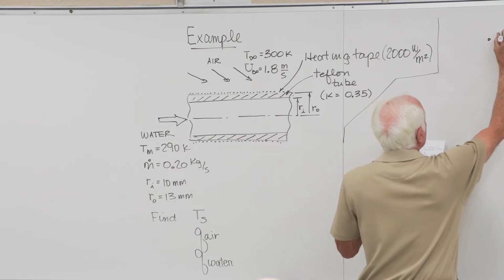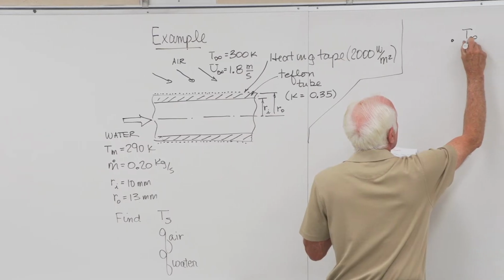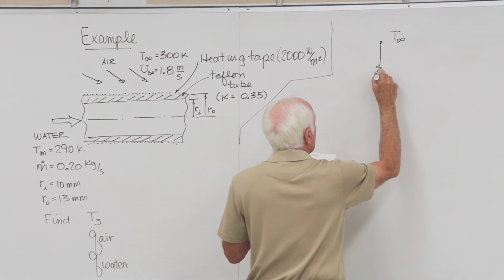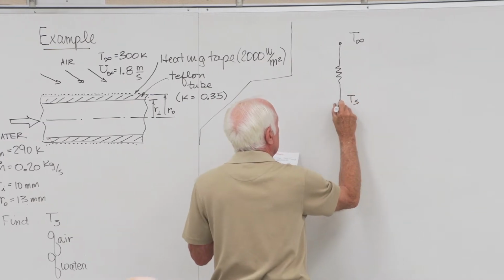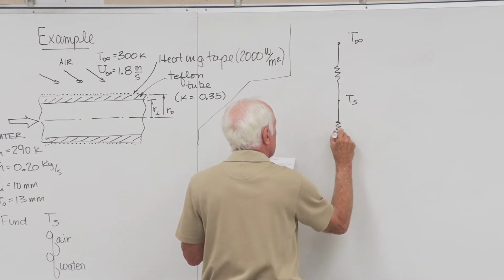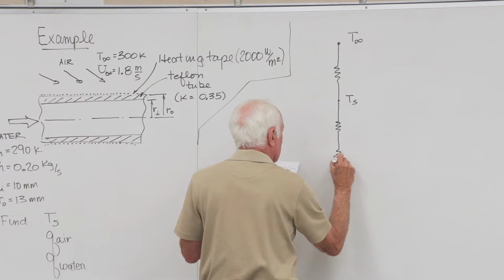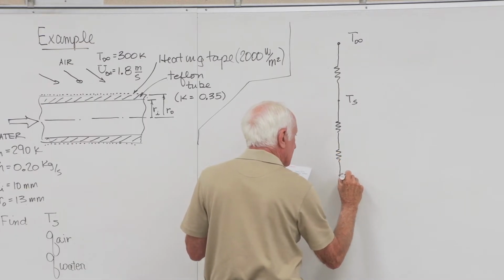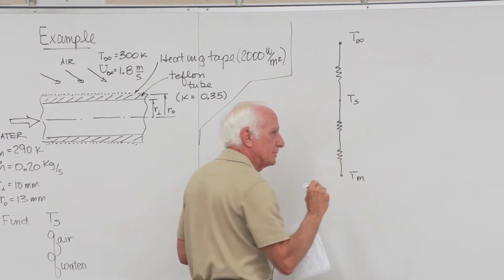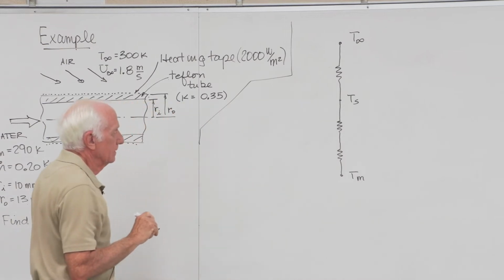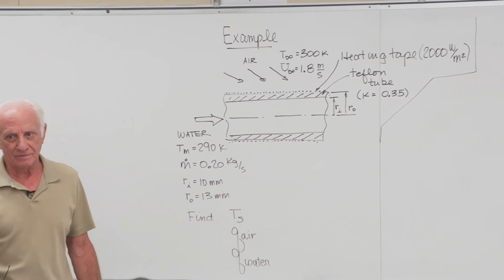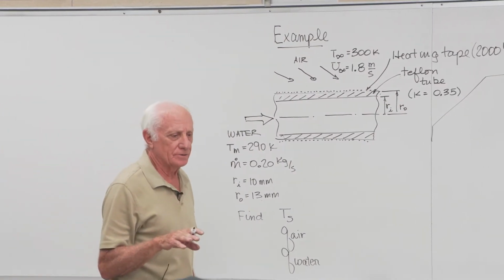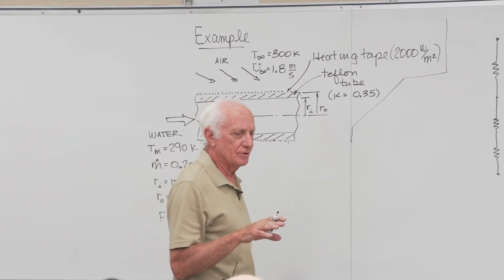This is T infinity, the air temperature. This is T of the surface of the tube. This is the temperature of the water in the tube, T mean. This is going back to chapter 3, so it's a good review of chapter 3 stuff. We had a problem similar to this. I worked on the board for chapter 3.